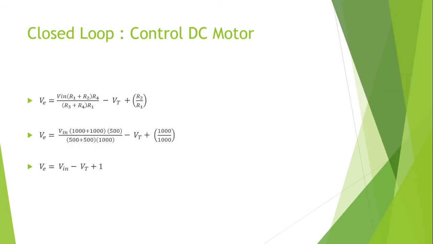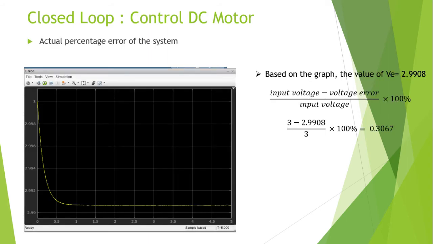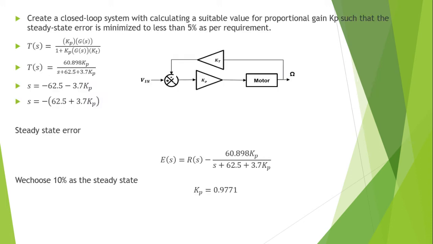In order to find the actual percentage error of the system, we use MATLAB to find VE, and according to the graph that we have calculated, the VE that we get is equal to 2.9908. So the actual percentage error of the system we get is 0.3067%. After that, we create a closed loop system by calculating a suitable value for proportional gain Kp such that the steady state error is minimized to less than 5% as per requirement.